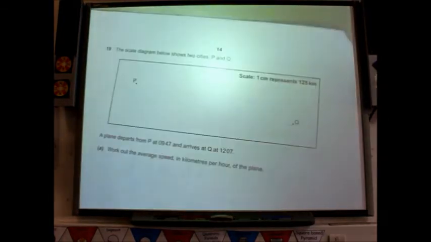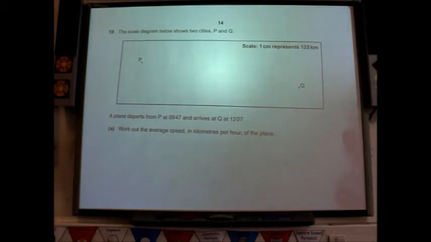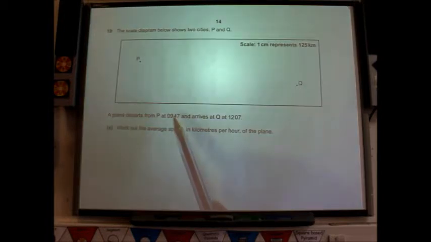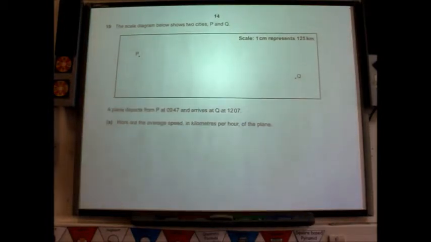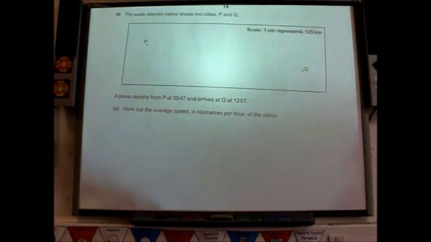Right, question 19. The scale diagram below shows two cities, P and Q. A plane departs P at 9:47 and arrives at Q at 12:07. Work out the average speed in kilometres per hour of the plane. It's a bit of a fiddly one, this, because it's worth 5 marks. So I'm going to take you through what you've got to do.